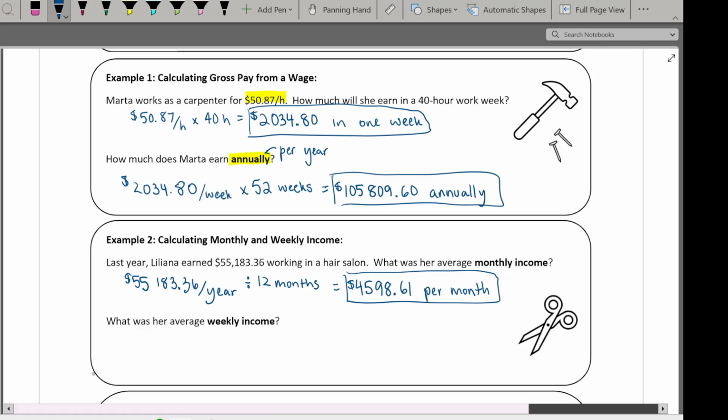So for the weekly income, we're going to start with the yearly amount again. You don't want to use the monthly amount because months don't have, except for February, months don't have exactly 4 weeks. So then we want to divide that by 52 weeks in 1 year, because every year has exactly 52 weeks.